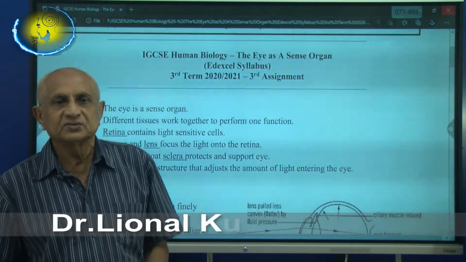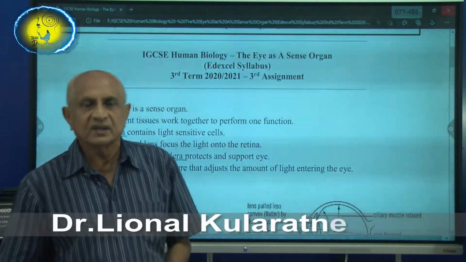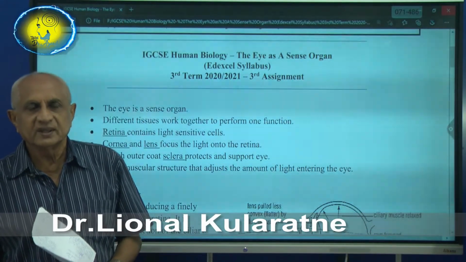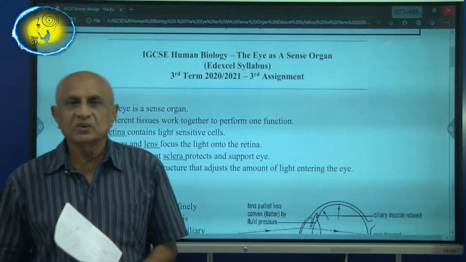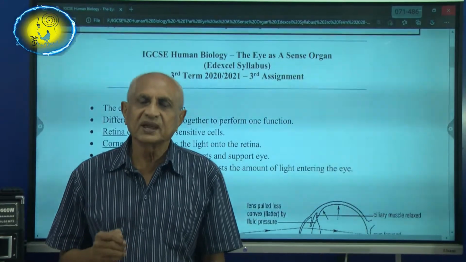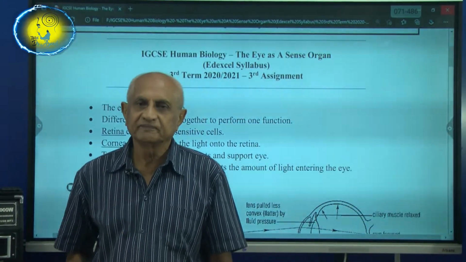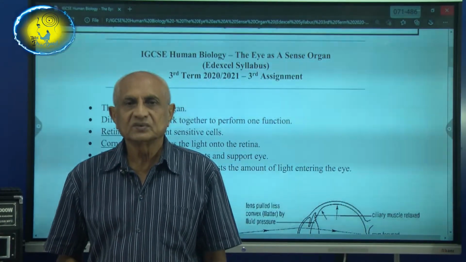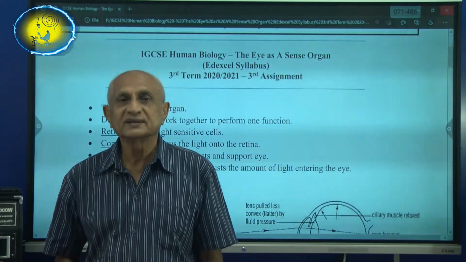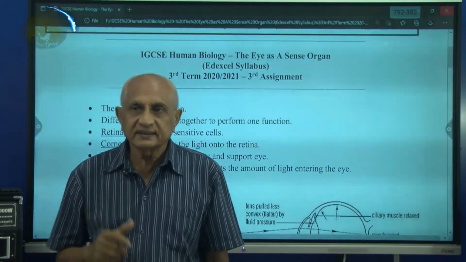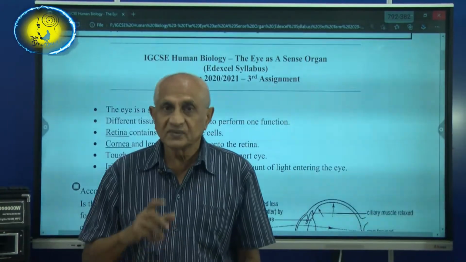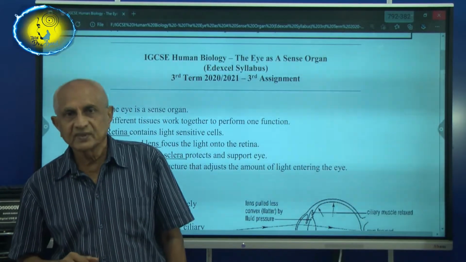IGCSE. Today we will look at the eye as a sense organ. We will refresh what the sense organs are in our human body. We talk of the eye, which is one of the important organs, the ear, the tongue, the nose, the skin.